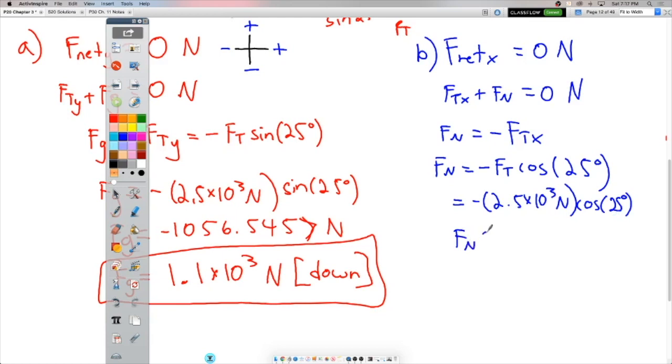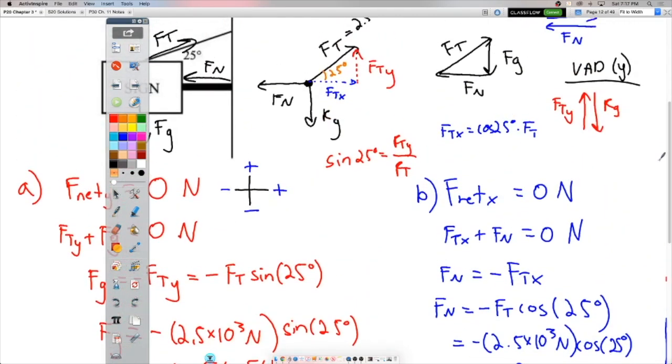And so the normal force that I'm getting is negative 2,265.7695 newtons. All right, what does that negative mean? Is that a good thing that we got a negative, right? Look at the diagram and decide. Yeah, you bet that's a good thing we got a negative.